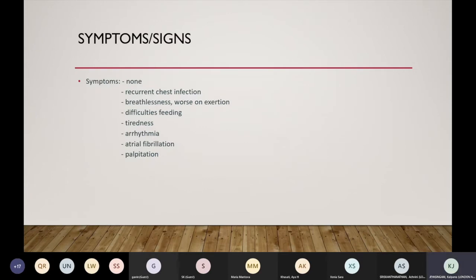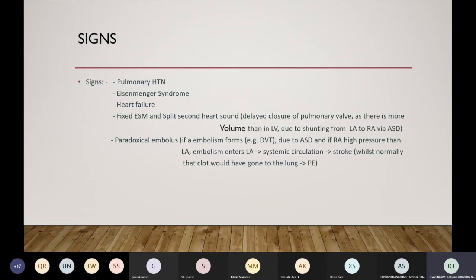So what are the signs? In the majority of the cases, as I said, it's an acyanotic condition. It's usually small. They usually present with no symptoms and might be just picked up because of a murmur, or because the child might be presenting with recurrent chest infections, breathlessness worse on exertion, difficulties with feeding or tiredness, might have arrhythmia or atrial fibrillation or palpitations.